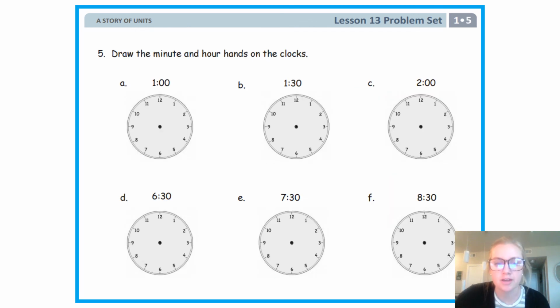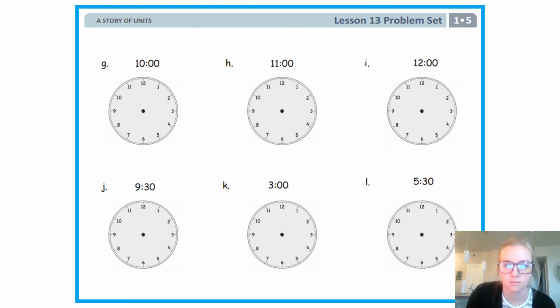Number 5, draw the minute and hour hand on the clocks for A, B, C, D, E, and F. Remember, the minute hand is the longer hand, and the hour hand is the shorter hand. So when you're drawing, your hands need to look just like that. The minute hand is longer, the hour hand is shorter. Same thing, G, H, I, J, K, and L. You're drawing the minute hand and the hour hand to show those times.